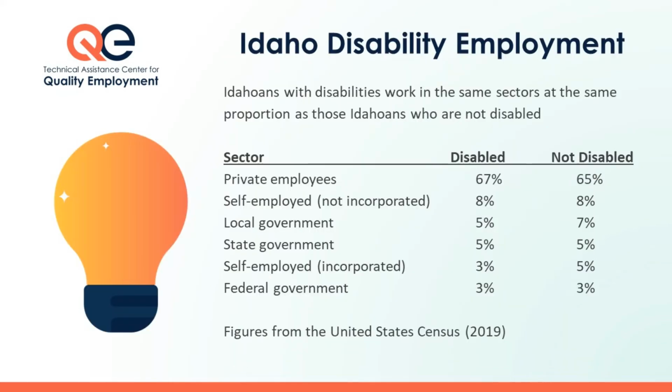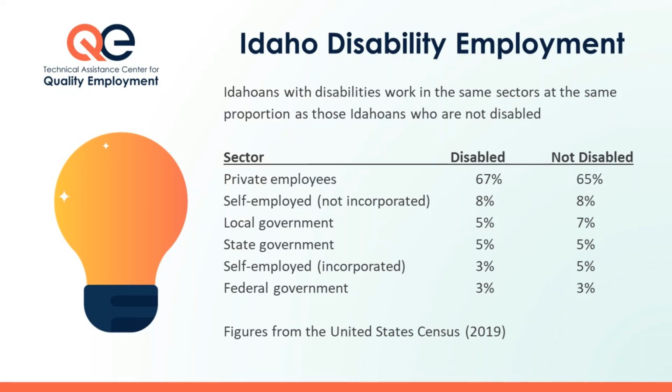In Idaho, the disabled and those without disabilities work in the same sectors, basically in the same proportion. Two-thirds of both populations work as employees of private companies. About the same number of disabled Idahoans are self-employed as those without disabilities. There is a distinction, however, in the proportion of self-employed workers who have actually incorporated their business.